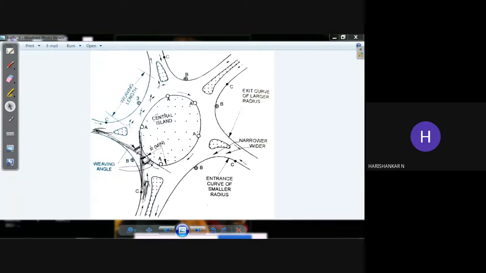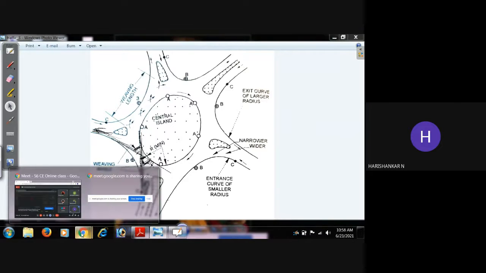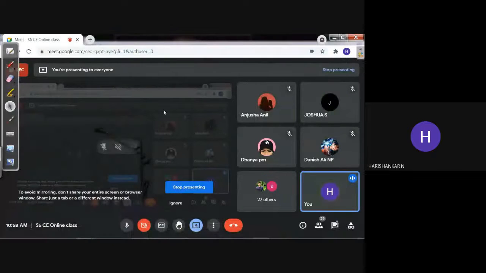So once you study the entire diagram, then we will move on to the calculation to find out the capacity of the rotary. So I hope the diagram is clear for you. Danish, is this diagram okay for you?